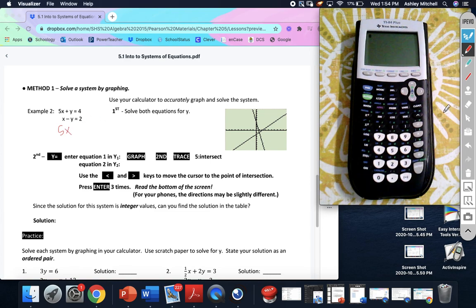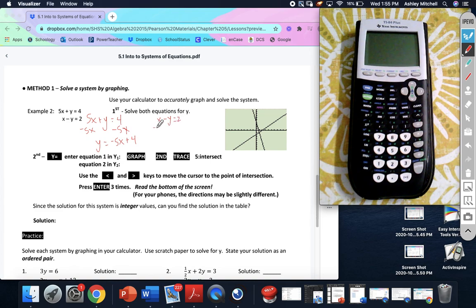So we have 5x plus y equals 4, and then we're going to solve for y. So we're going to subtract 5x, and we get y equals negative 5x plus 4. And then we have x minus y equals 2.